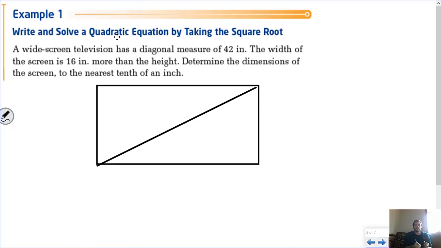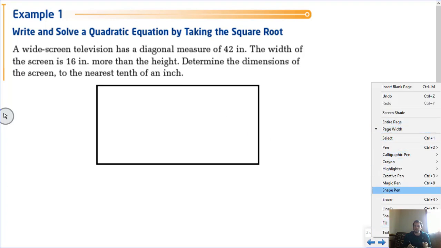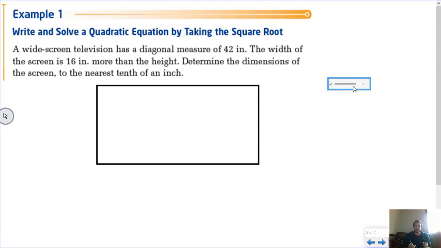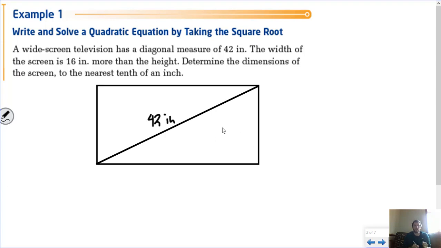So here's another one. So we have a word problem here. Again, taking these ideas and trying to work it with our idea of what a quadratic will work, right? So here's my question. A widescreen television has a diagonal measure of 42 inches, right? So the diagonal is how we measure televisions. So that's from corner to corner, 42 inches. The width of the screen is 16 inches more than the height. So the width and the height. Determine the dimensions of the screen to the nearest tenth of an inch.